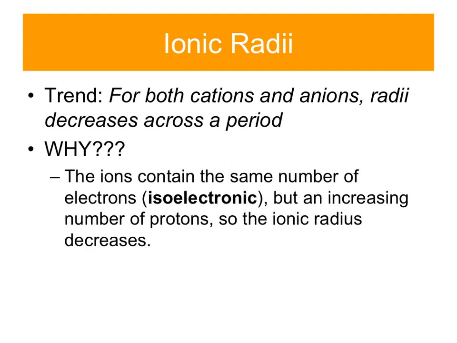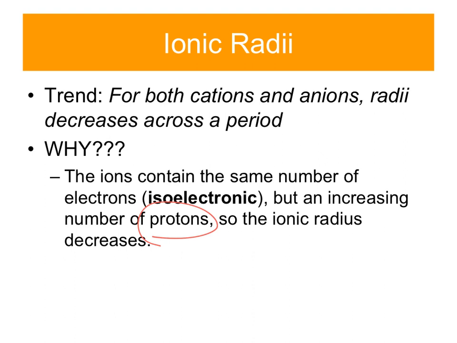The same is true as you go across the period. If the atom has more protons, the ion would also have more protons. So for example, oxygen is smaller than nitrogen because oxygen has more protons than nitrogen. The oxygen ion would also be smaller than the nitrogen ion. So basically comparing ion to ion works exactly the same way as comparing atom to atom.